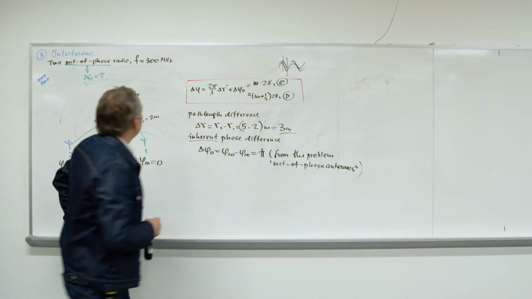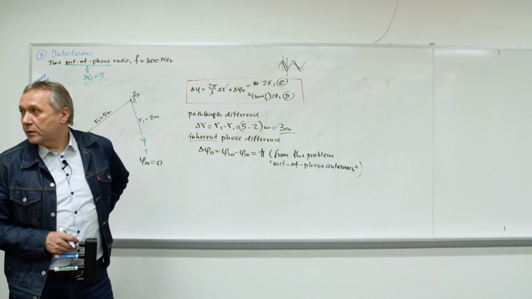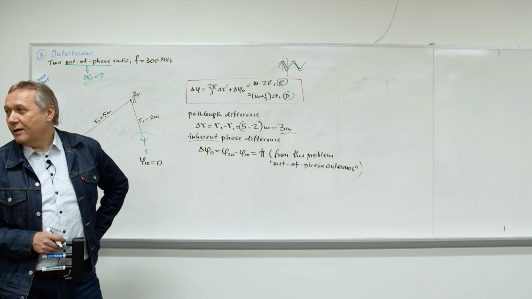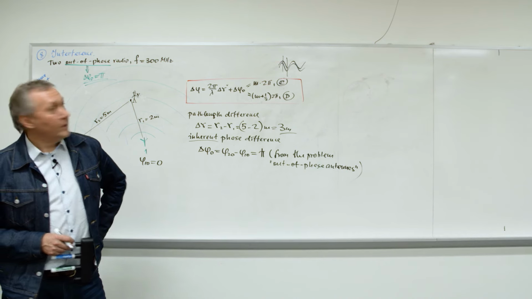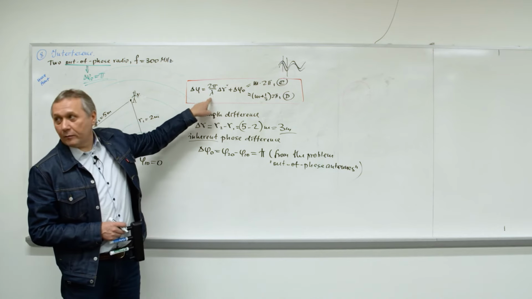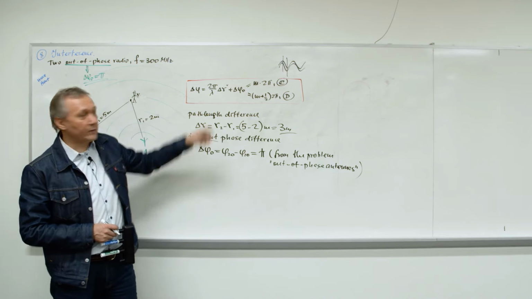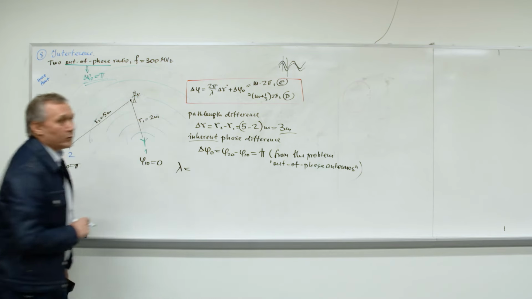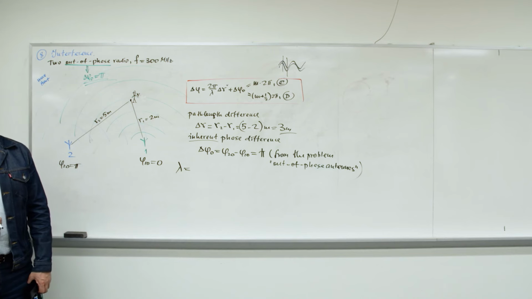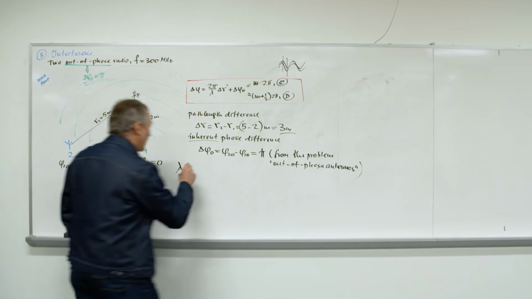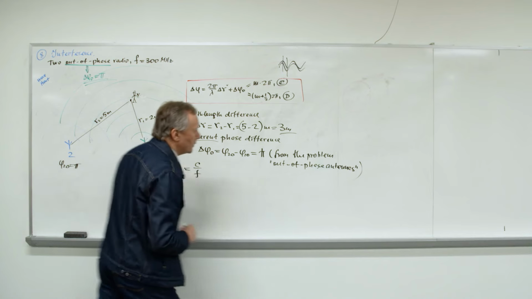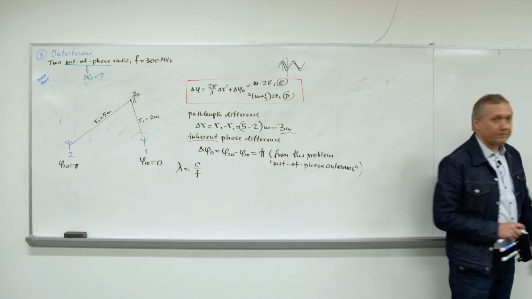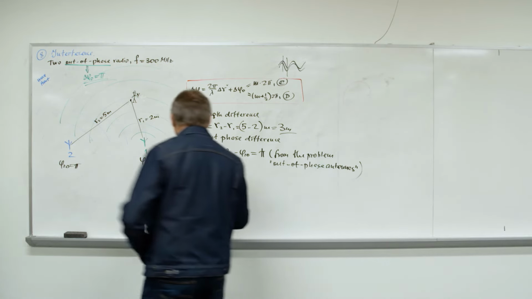So what else must be found before we can start analyzing? We know delta phi naught. Wavelength. Yeah, the wavelength must be found, right? So now the last piece, the wavelength. Again, it's a radio antenna, so electromagnetic waves, and we know they propagate with the speed of light. So c divided by f. I'm just using v equals lambda f, and v is the speed of light.